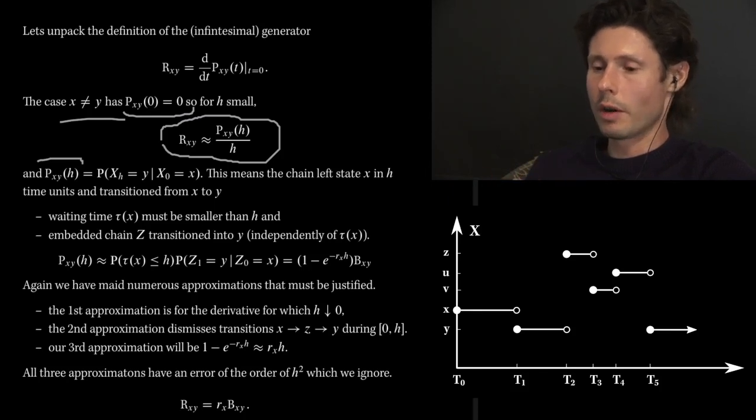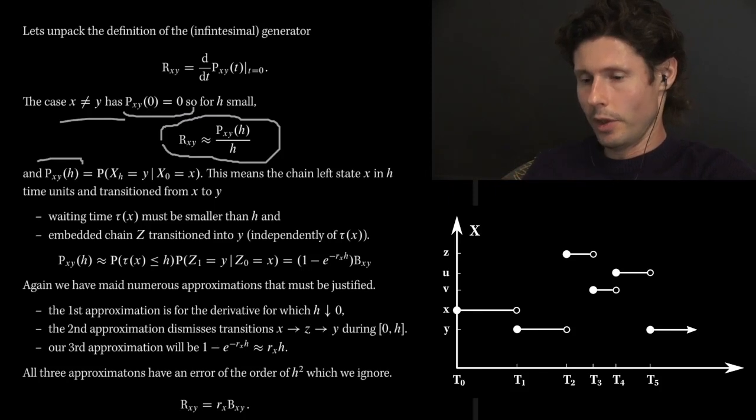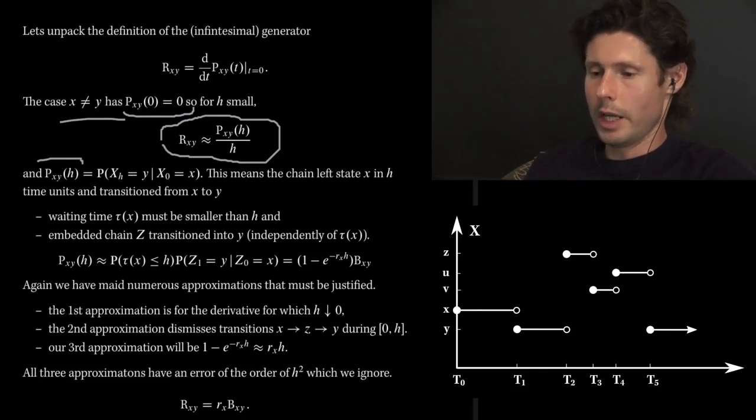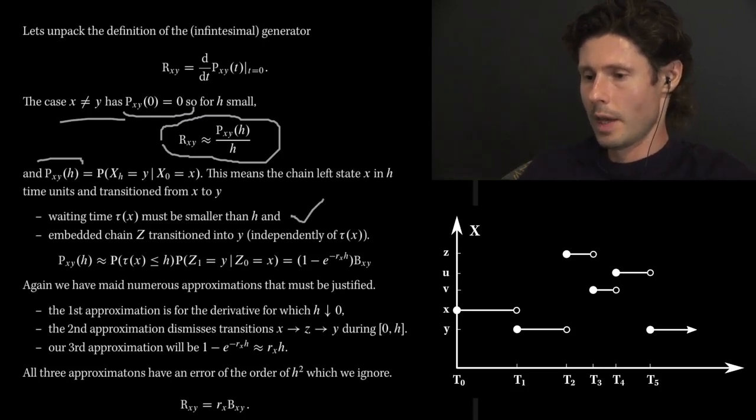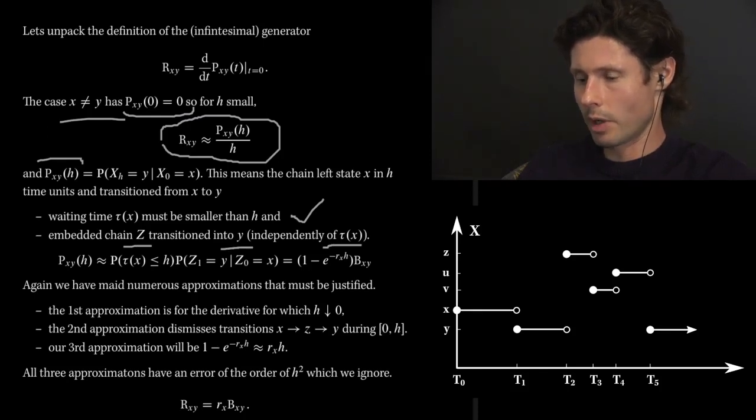And you can kind of see what has to happen. The most likely way that this could have happened is that, first of all, the waiting time has to be smaller than h. Otherwise, we wouldn't have switched states at all. So this definitely had to happen. And the second thing that had to happen is that the embedded chain, which we usually call Z, had to transition into state Y. And of course, this happens independent of the waiting time. That's just by the construction of the continuous time Markov chain.